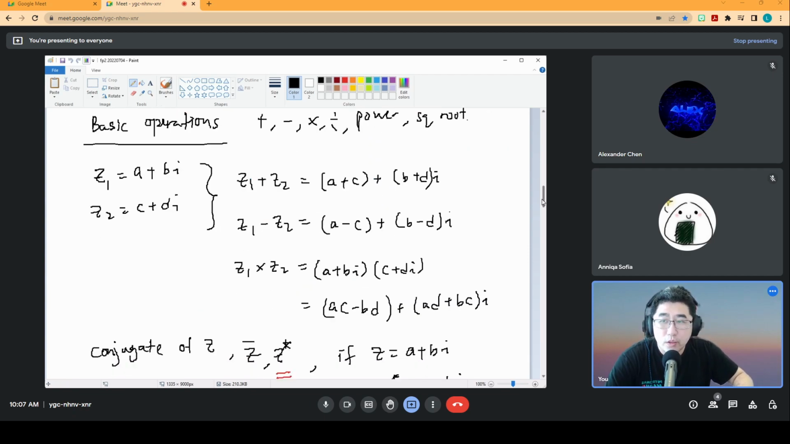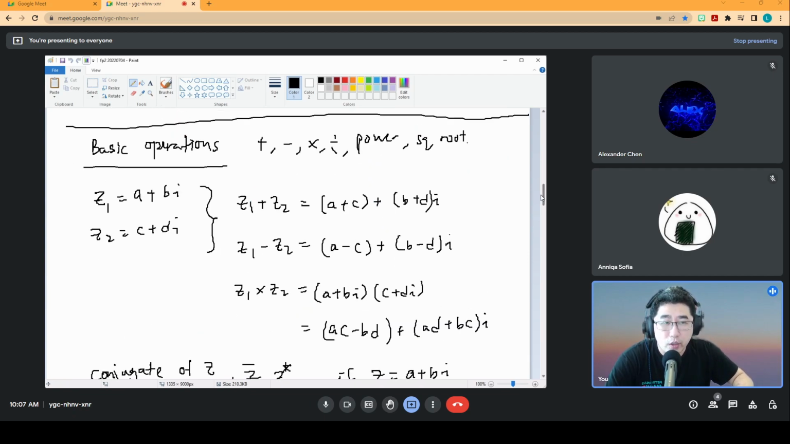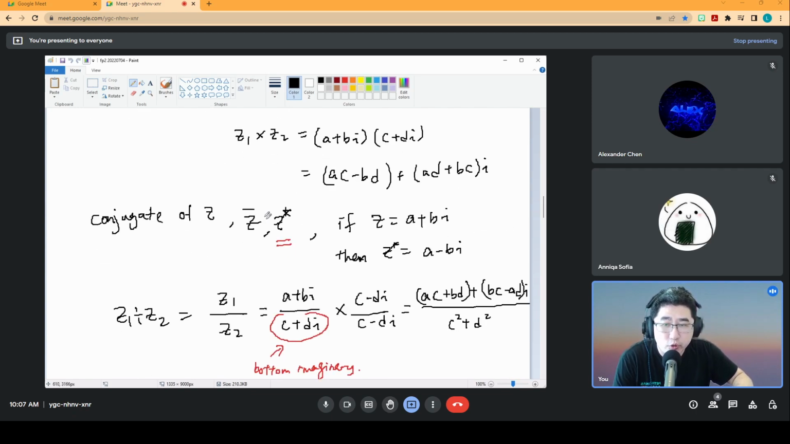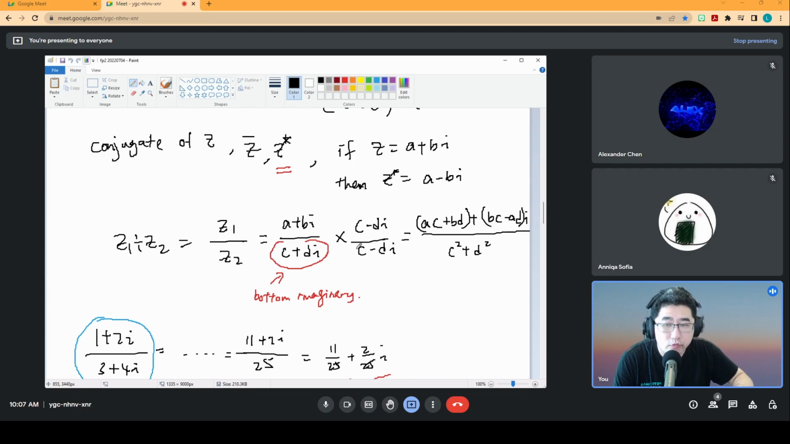Okay, then we have the basic operations. You are required to know how to do plus, minus, multiply, divide, power, square root. Okay. So then we have how two numbers add together, minus together, multiply together. Okay. What does it mean by the conjugate? Okay. So the plus sign changes to the minus sign, and the minus sign changes to the plus sign. We use it when we do divide. So when we divide, at the bottom we have to multiply by the conjugate of the bottom.